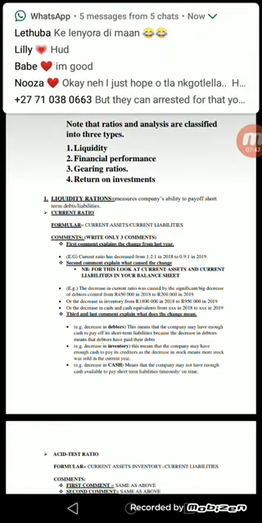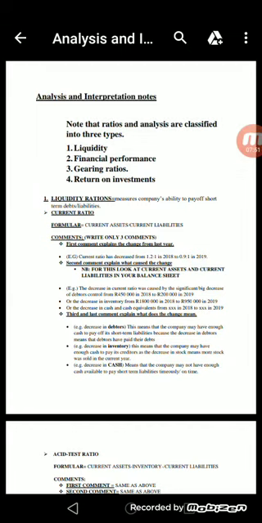I mean the liquidity ratios measure the company's ability to pay short-term liabilities. We want current assets to be more than current liabilities, but not too much. So I will get into more detail on that.